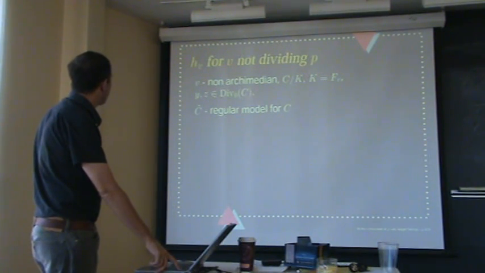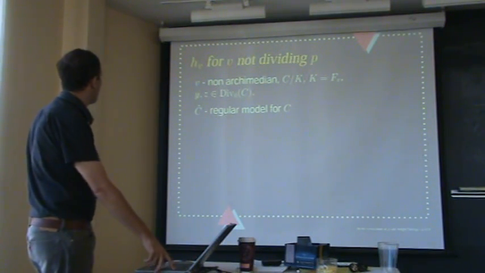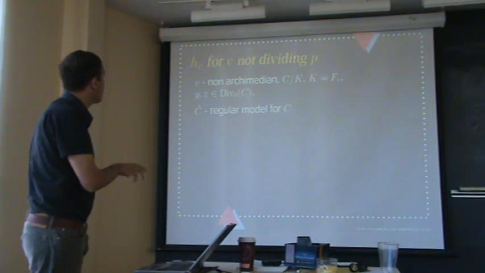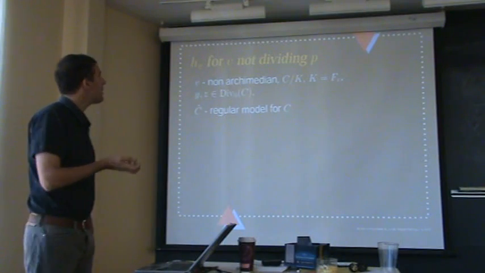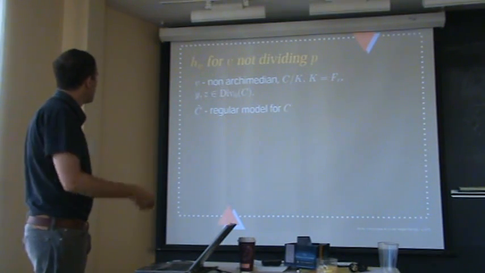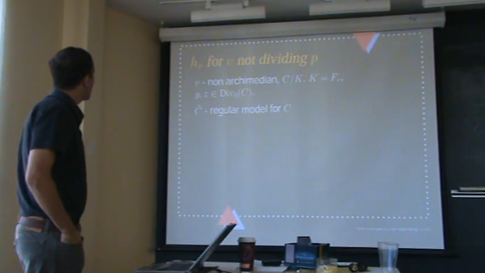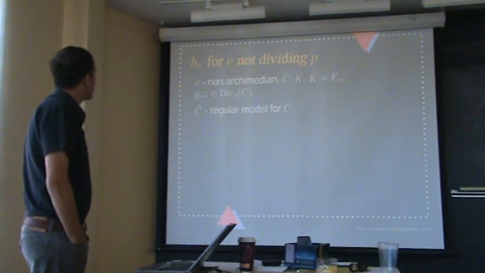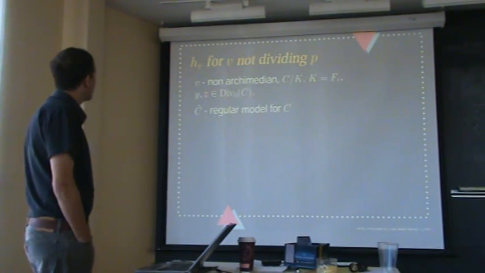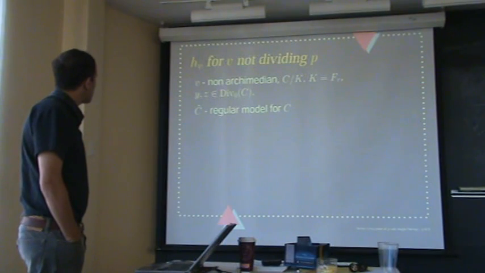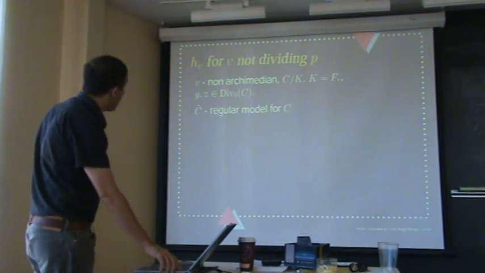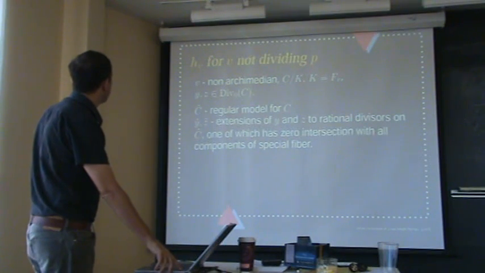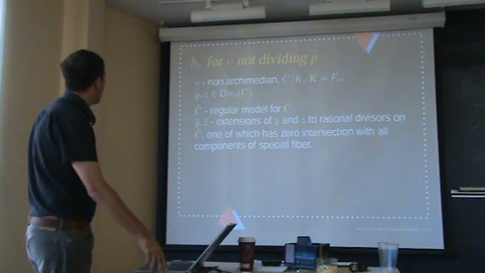Now, to define this, I'm going to go back to this at the end of the lecture because, although it's at least for me less interesting, one has to do something about it. I'll try, and it's also something that I've not done very carefully, so I'll just sketch this. What you have to do is take a regular model for C over the ring of integers of K.